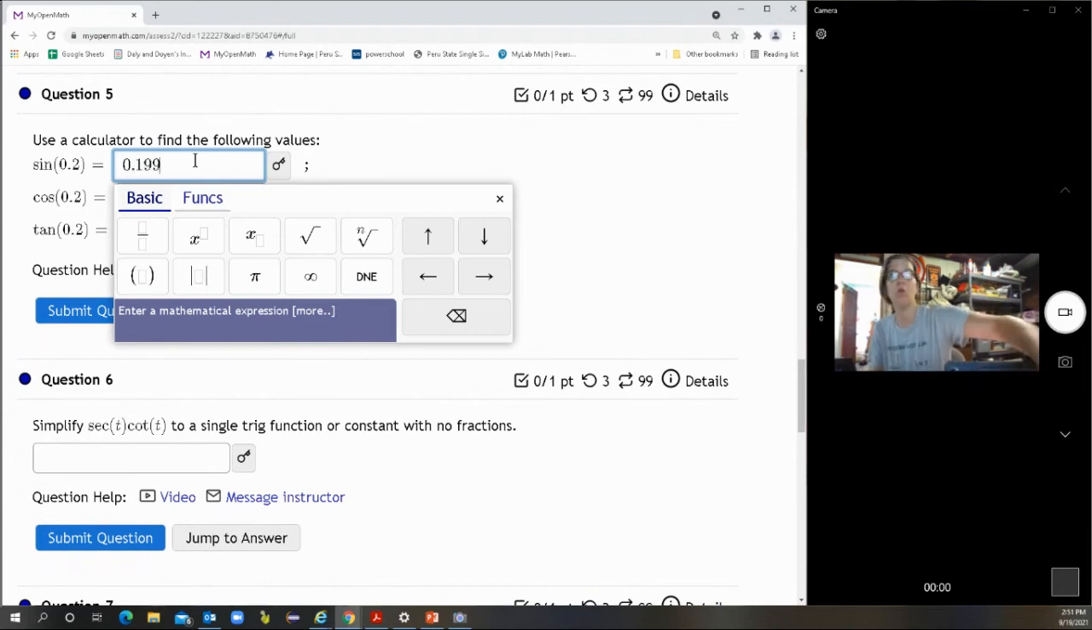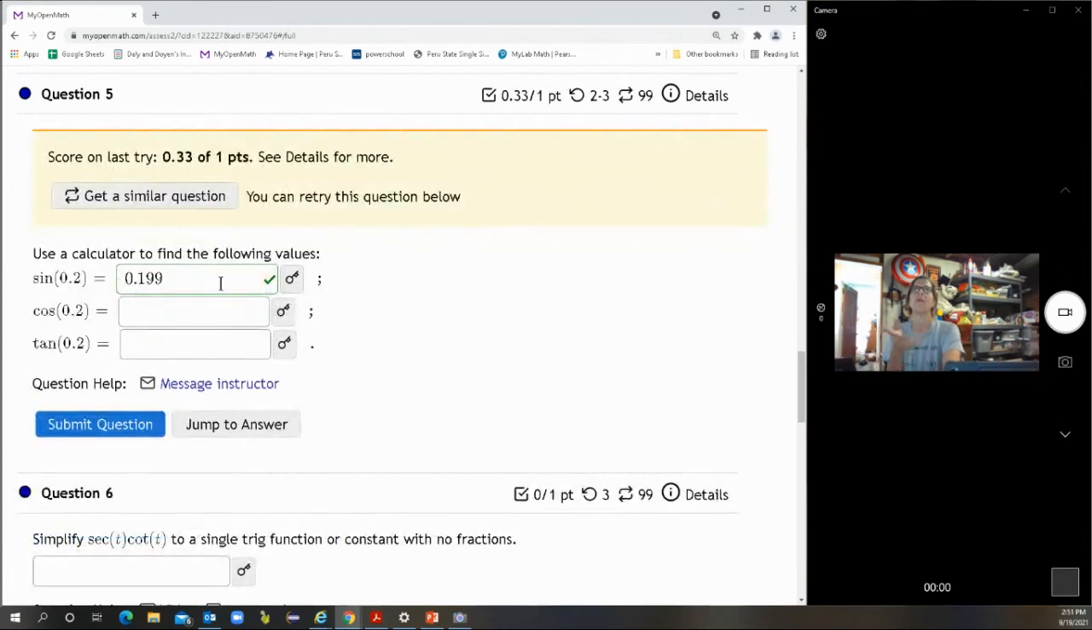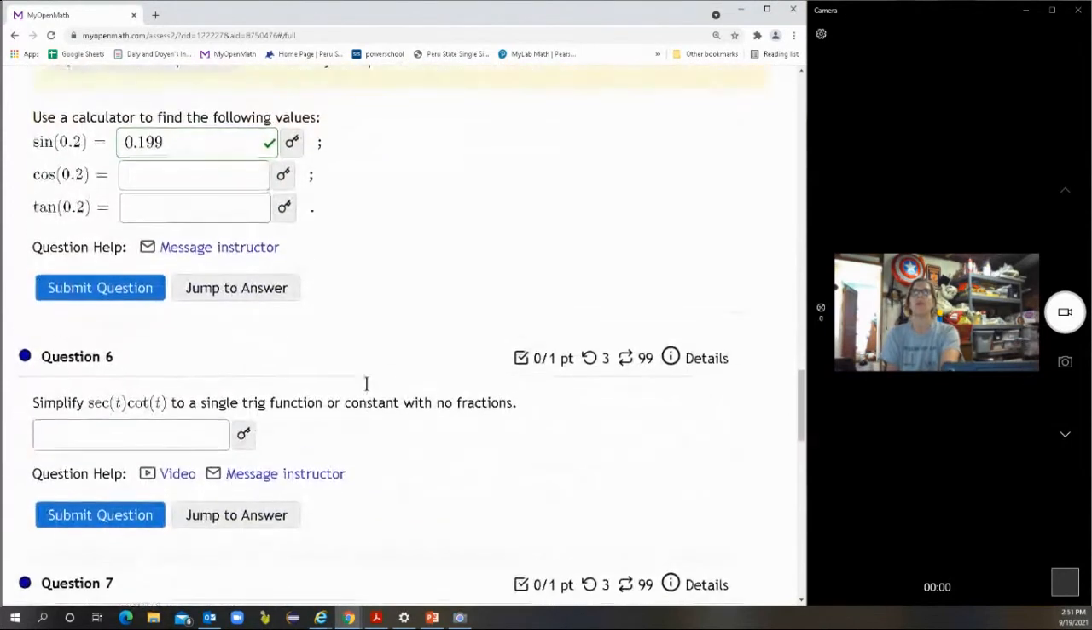0.198. Nope, 0.199. So let me just check that to make sure it's not a mistake in the question. And that was correct. Okay, so this is in radians, all right? If it doesn't have the degree symbol, you assume that it is in radians, you guys. So make sure you're in radians here.